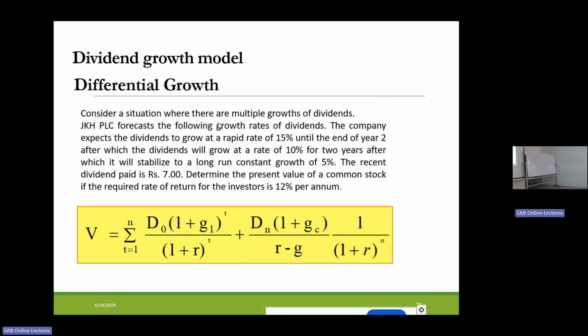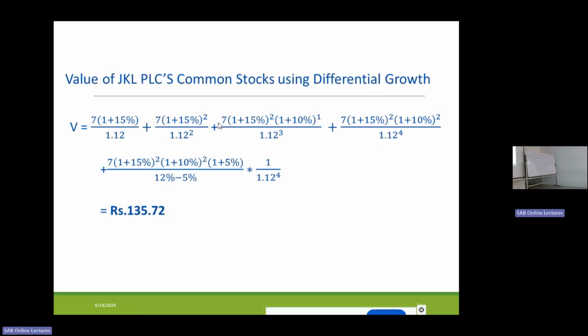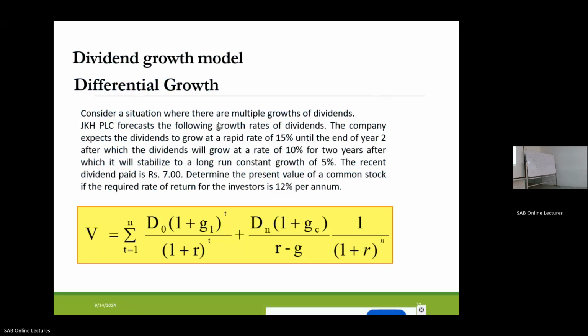Right, 135.7. So now this is the way of calculating intrinsic value when there is a multiple growth of dividends. Dividends for these different periods you have to identify separately. Calculate the present value of these dividends using the required rate of return as the discount factor. You have to value the share to the point where the constant growth starts by applying the constant growth model, then discount it back to the present.